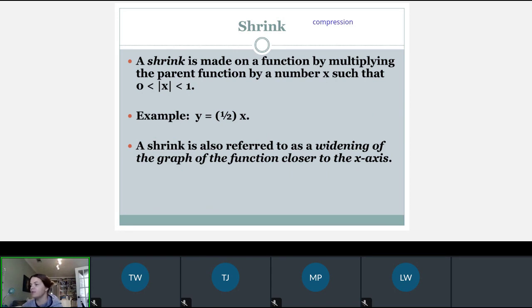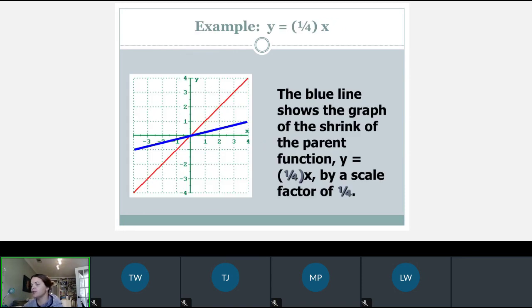Like we thought of the stretch as a narrowing, some people like to think of a shrink as a widening. I'll show you the graph so you can see which word makes more sense to you. Like we wrote on our rules, this line is more flat. So number bigger than 1, steeper. Number between 0 and 1, flatter. And that red line again is the parent function. So in the reflection, the stretch, and the compression, our slope is going to change.